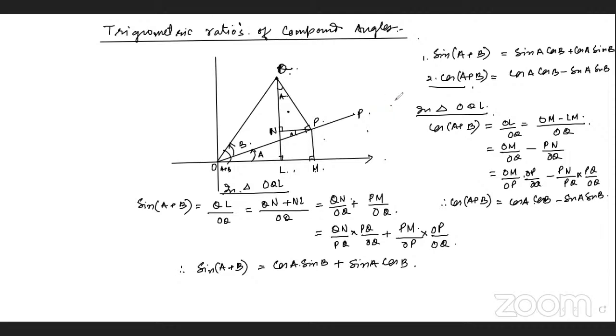So it is cos of A plus B is equal to cos A cos B minus sin A sin B, right?